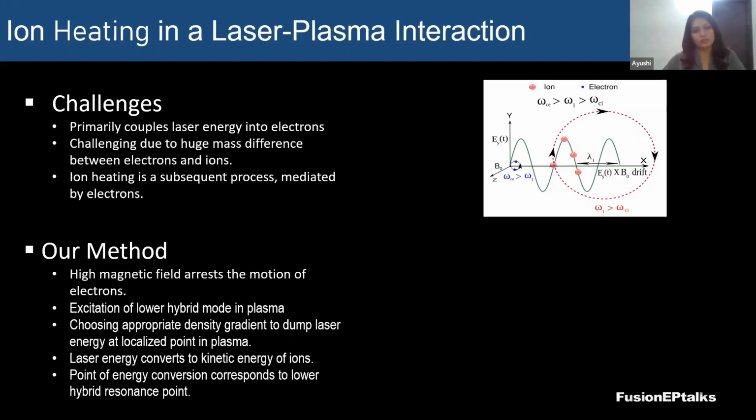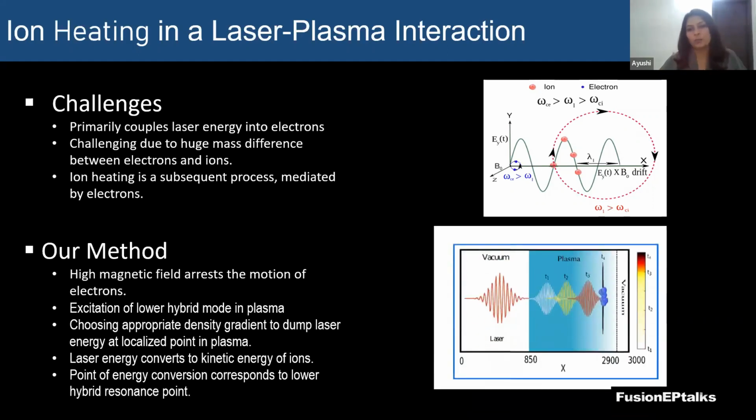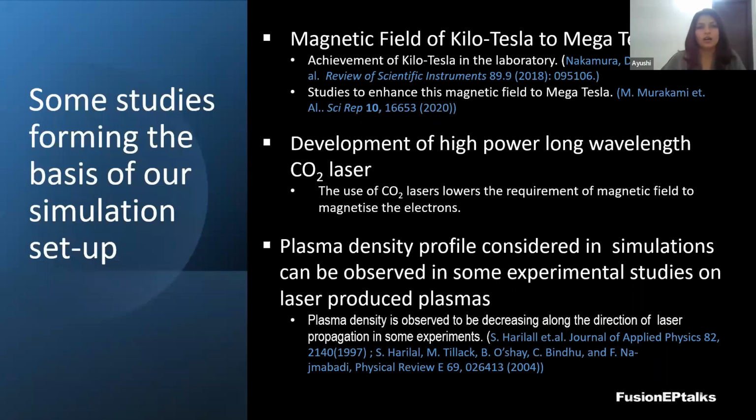Choosing appropriate density gradients in the plasma, we are able to dump laser energy at a localized point in the plasma. Laser energy first converts from electromagnetic mode to an electrostatic oscillation at a particular point, and there the electrostatic oscillations further break to impart all their energy to the ion species. This point of conversion, where the electromagnetic energy converts to ion species, corresponds to the lower hybrid resonance point. I'll describe this further in my presentation.